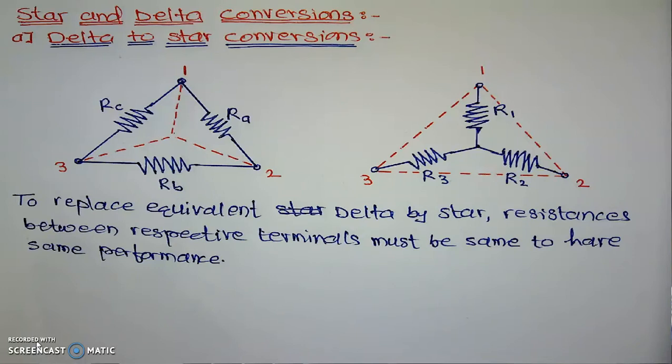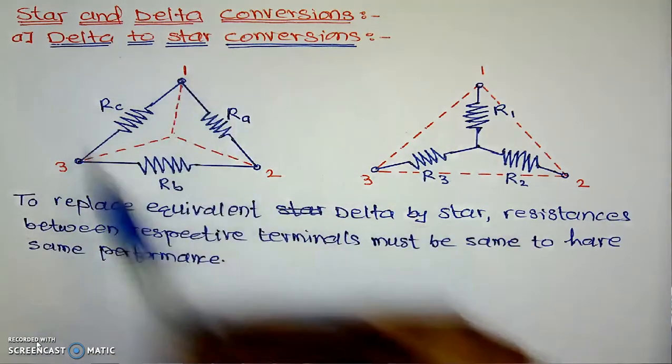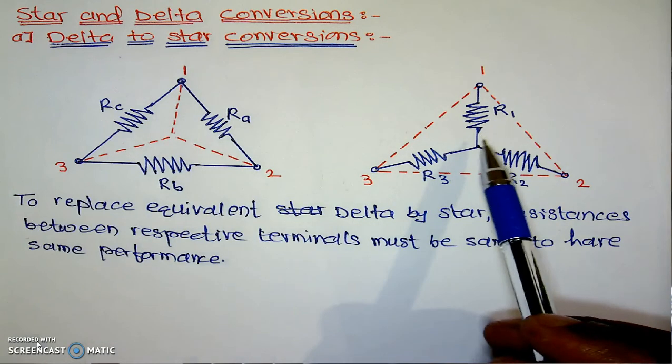In this video, we will understand the concept of star and delta conversion. To begin with, we will start with delta to star conversion. Here, the given thing is a delta and we want to convert it into the equivalent star.